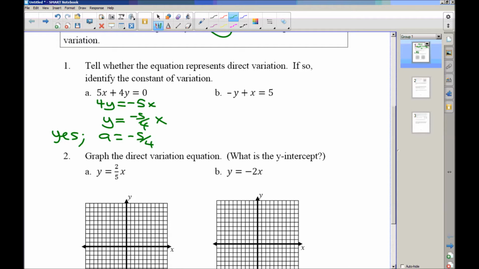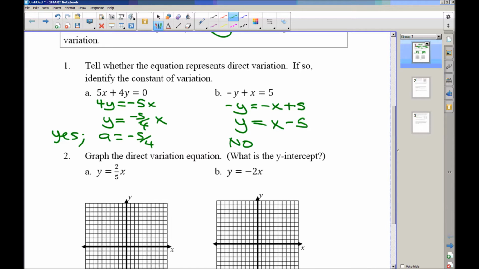Okay. In part B, I'm going to subtract x from both sides. So I get negative x plus 5. Then flip all the signs because I'm dividing by negative 1. So that becomes positive x, and this becomes subtract 5. And this is definitely not direct variation. And I don't have to tell the constant of variation because it wasn't direct variation.